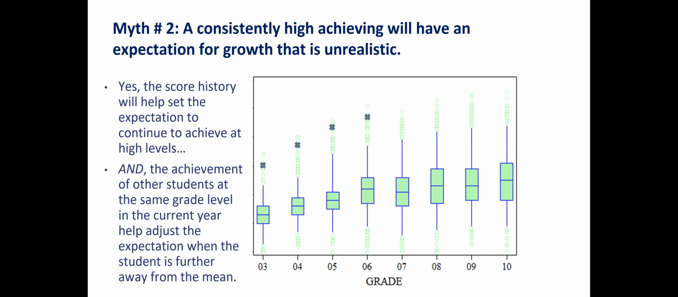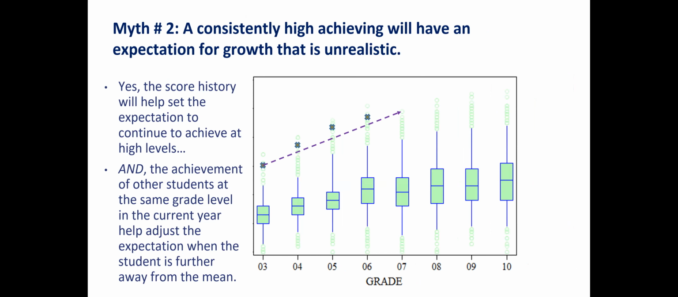The same is true at the really high end, because we do have kids who are way high, and there used to be this other growth model where you just couldn't demonstrate growth. Like students who were at the super high levels weren't expected to make any growth. That's not true in our model. Our model actually adjusts and has an expectation. Yes, the score history will set the expectation to continue to achieve at a high level.